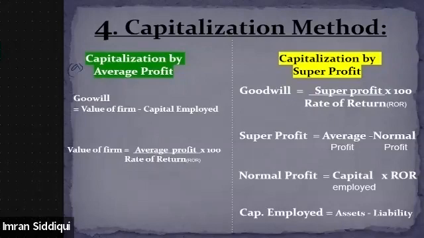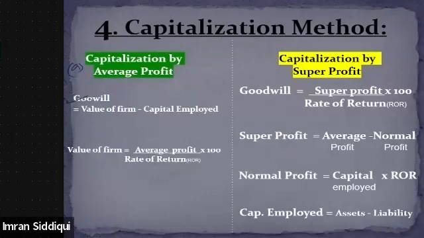Since I've already told you that this entire topic is formula based, to calculate goodwill by any method, you need to understand the formula. You need to remember the formula. You need to learn the formula. Unless and until you remember and learn the formula, you won't be able to calculate the goodwill. So this method is also formula-based, which says that if you want to find out the goodwill by the capitalization of average profit, then you need to apply this method.